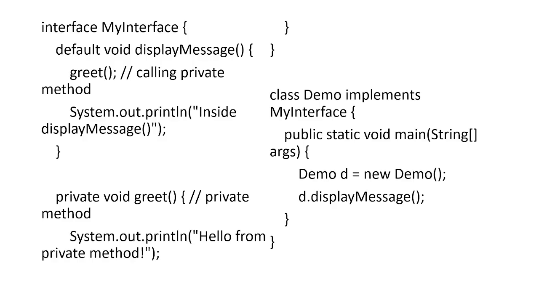Class Demo implements the interface, and the main method will be started. Demo d equal to new Demo. So d.displayMessage will run as the default method. The first method is greet, that greet will display "hello from private method". The second line is inside the display message.